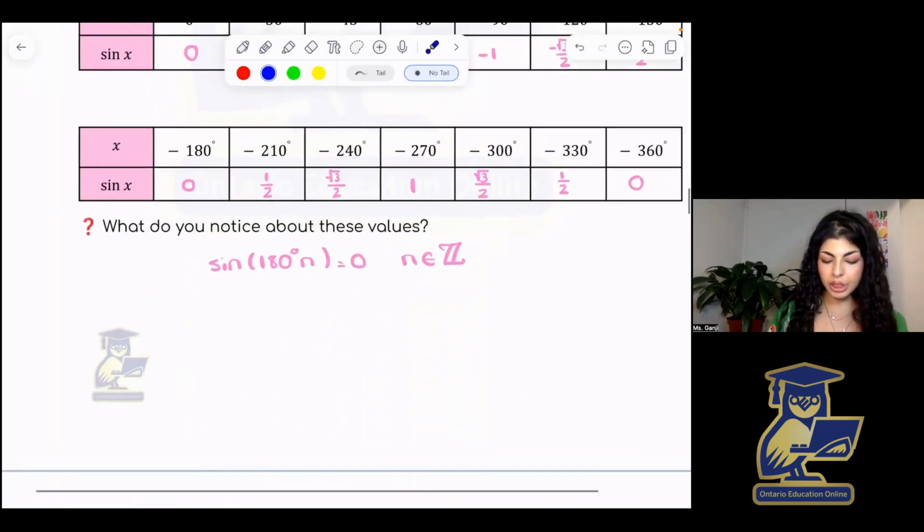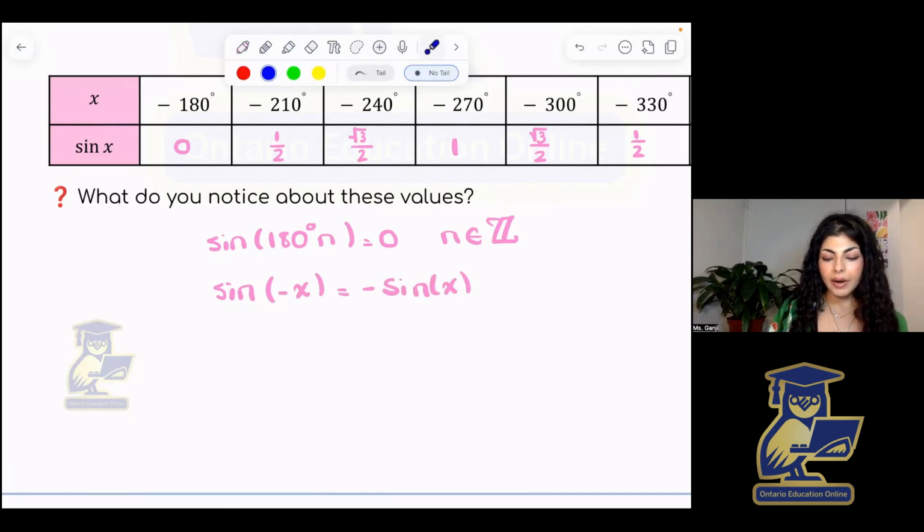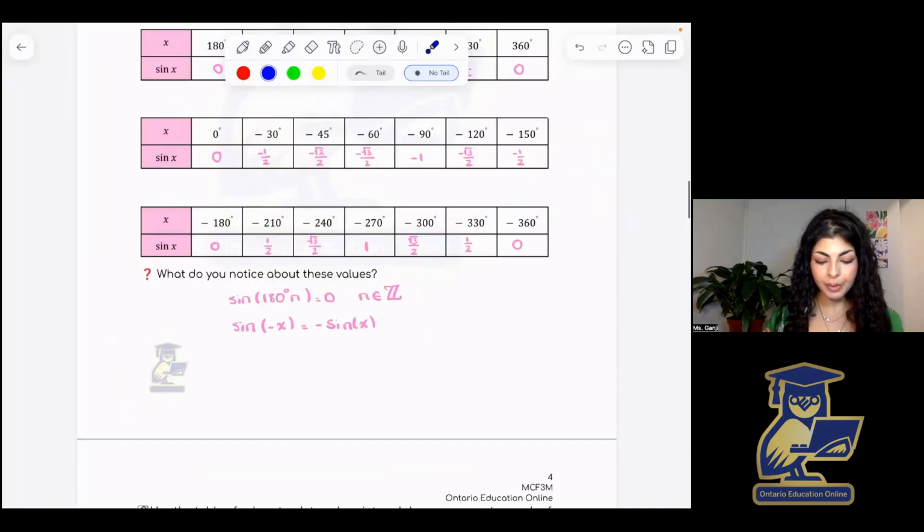And this is also another generalization here, and we write sine of negative x is equal to negative of sine of x. So their absolute value will be the same, but it will just have a negative output when you have a negative input for your function there.